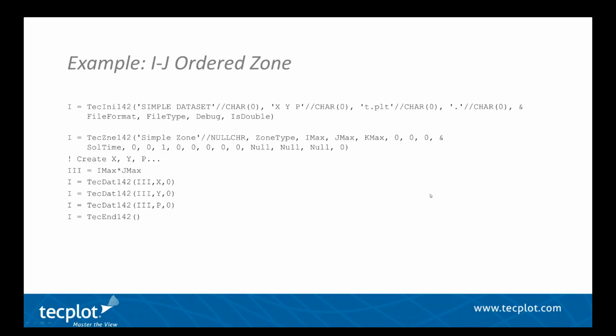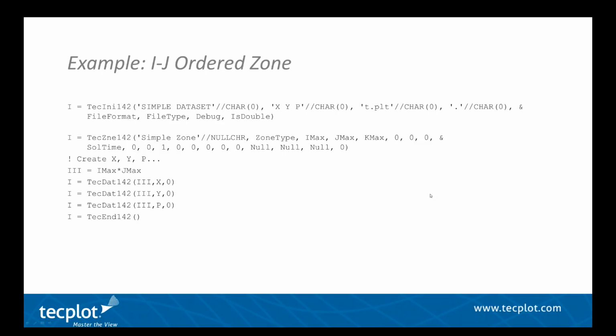File type, there are 3 possibilities there. You can output the full data file type, which includes both grid and solution. But you also have the option of outputting grid and solution as separate files, which is useful for grid steady flow unsteady cases. So you would change file type then to indicate whether you're outputting a grid or a solution file. Debug, if you set that to 1, then you get some diagnostic output to your console. And finally, is double, another integer. If that's set equal to 1, then your file will be stored in double precision.